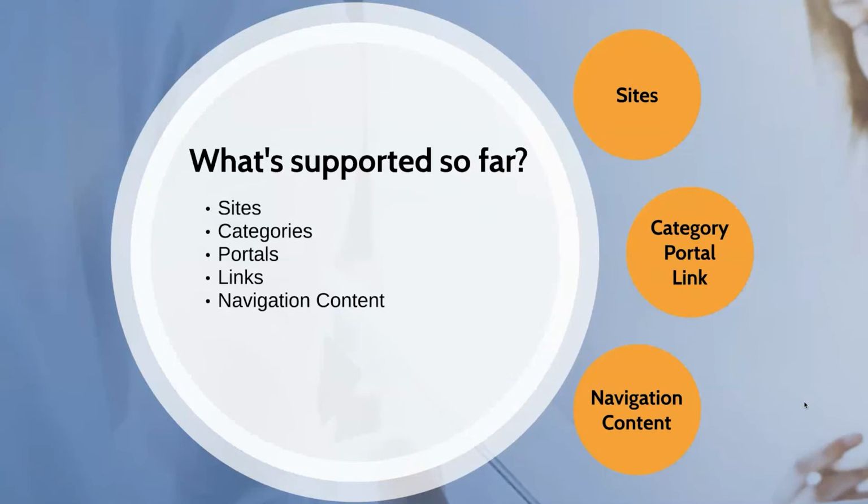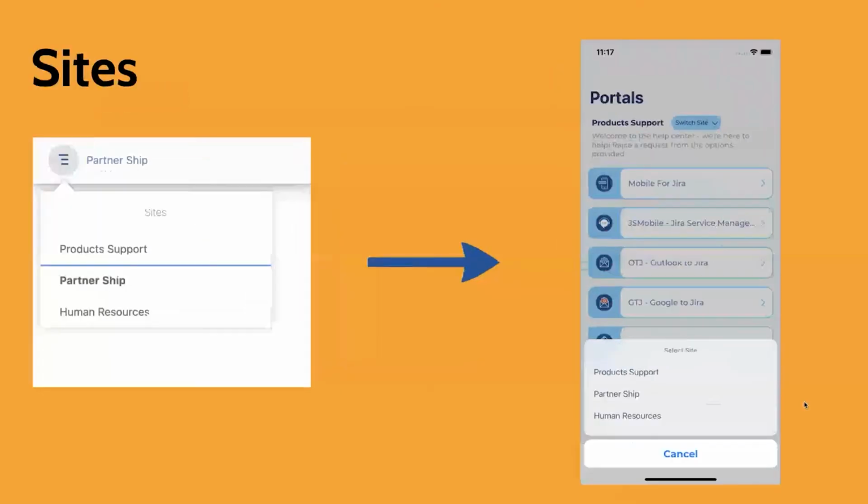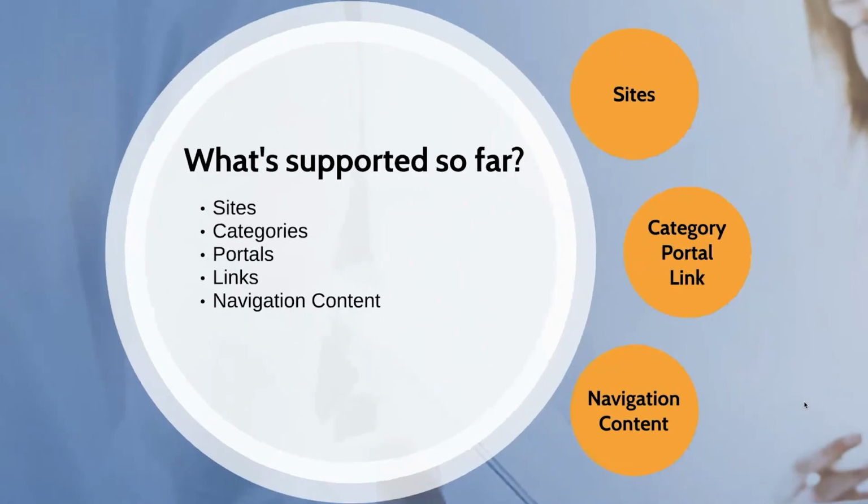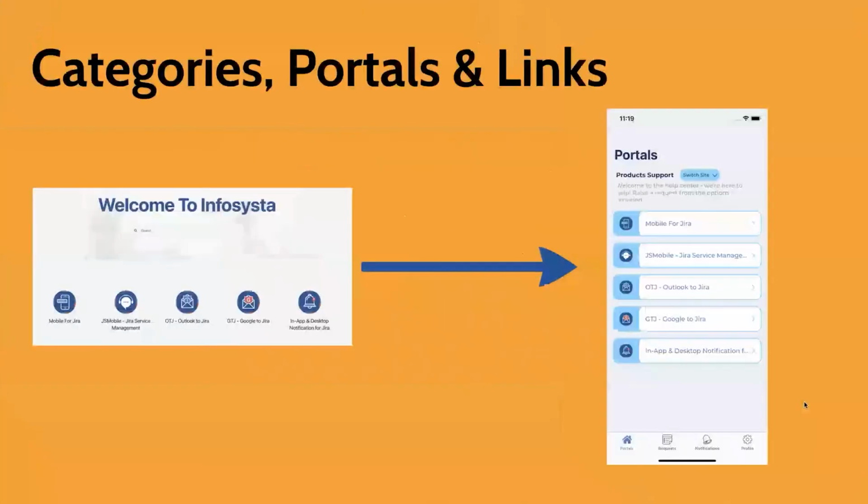For sites, for example, you can switch between sites, and this switching between sites is also supported in the mobile app. You can add multiple categories, and in each category you can have multiple links, multiple portals. This is also supported in the mobile app. We can view the links here. For example, if you enter the category Mobile for Jira, you will have the documentation for Mobile for Jira. You will have a link to the marketplace. You will have different request types to raise a request. That is not possible in the classic way in the JSM portal without this add-on.